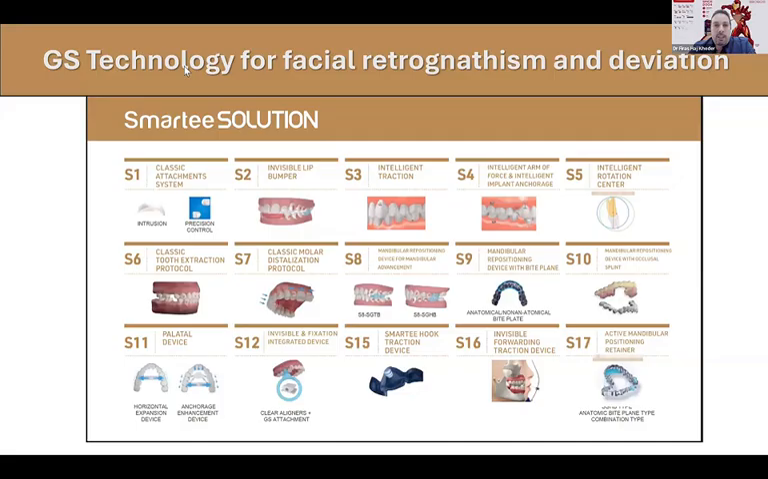So the GS technology for facial retrognathism and deviation. GS is not only for mandibular advancement, it's also treating deviation and also mandibular retrusion and maxillary retrusion as well, using several solutions developed by Smartee, which are the S8, the S9, the S10, and the S11, and the Smartee Hook S15 and S16, the face mask.